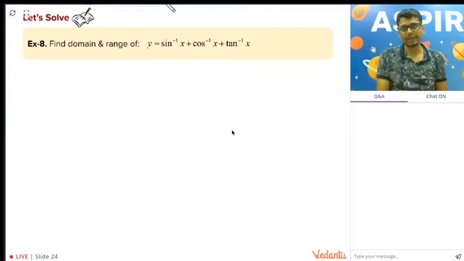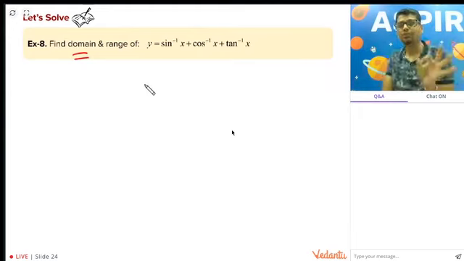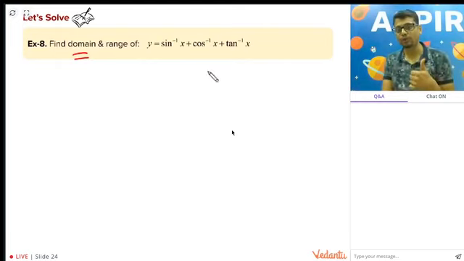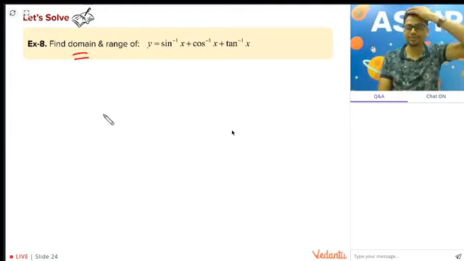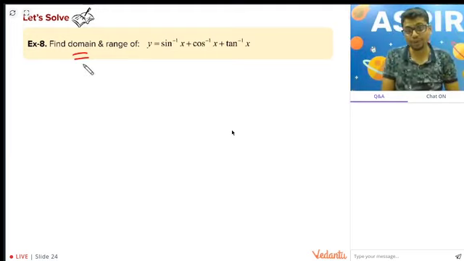Now, let me ask each one of you. Please see this expression carefully. What is the domain of sin inverse x plus cos inverse x plus tan inverse x? Domain means all values of x which are allowed in this expression. You are so smart, Tanmay and Rashi, yes, minus 1 closed to 1 closed. Correct, the intersection of each domain. Excellent. I am very proud of you.